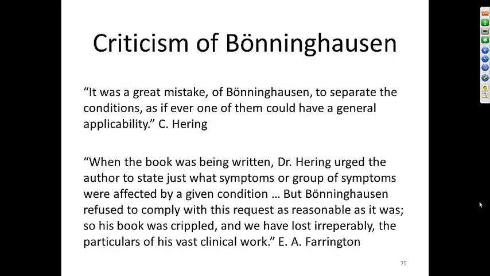There was also criticism. For example, Constantine Hering wrote, "It was a great mistake of Bönninghausen to separate the conditions as if ever one of them could have a general applicability." I'm going to disagree with Hering here, even though Hering was a great practitioner of homeopathy, and you'll see why when we show you how they're reconstructed. Then Ernst Farrington writes, "When the book was being written, Dr. Hering urged the author to state just what symptoms or group of symptoms were affected by a given condition. But Bönninghausen refused to comply with this request, as reasonable as it was, so his book was crippled, and we have lost irreparably the particulars of his vast clinical work." It's obvious that both Hering and Farrington do not understand the value and construction of the Bönninghausen method.